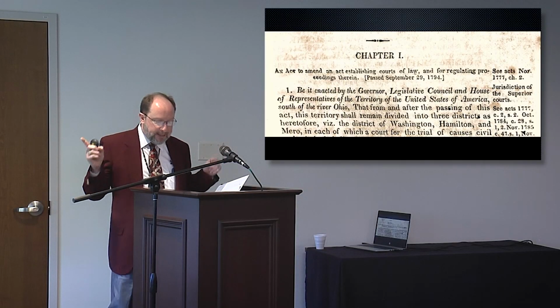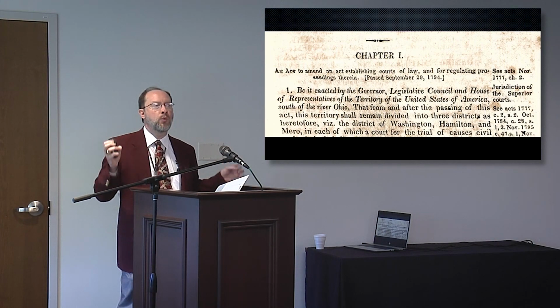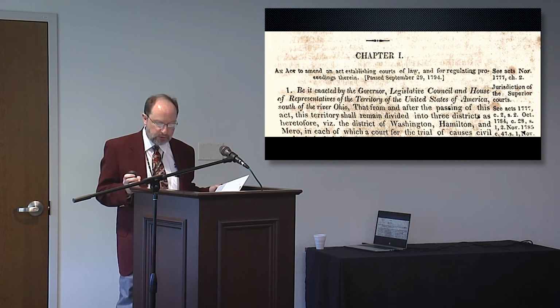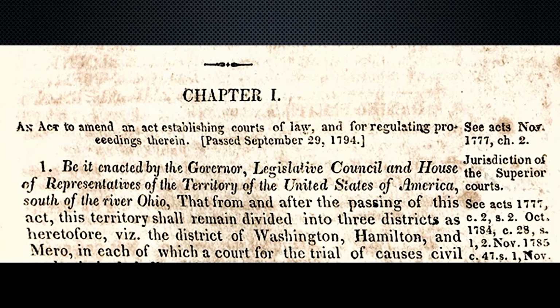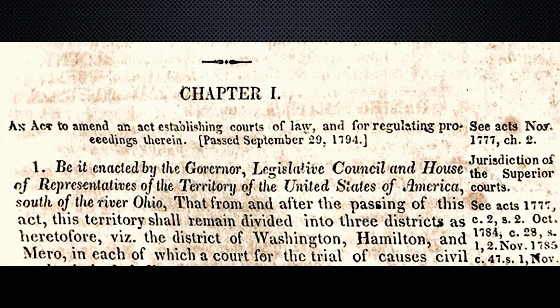So what did you notice? Each of the 3 districts, Washington, Hamilton, and Marrow, had equal representation in the legislature. The primary concern was equal representation for those 3 districts, not the counties, not the population, and not the landowners.